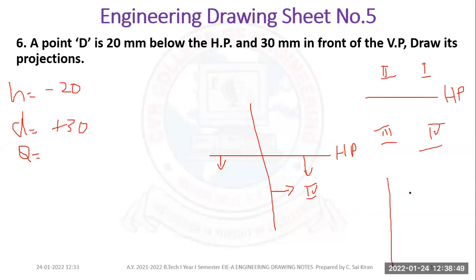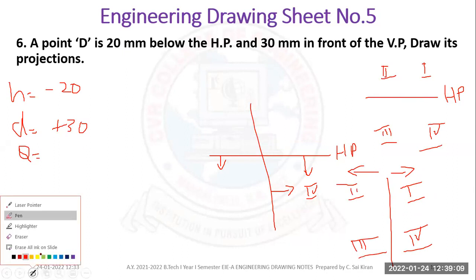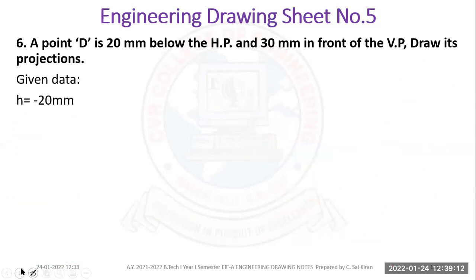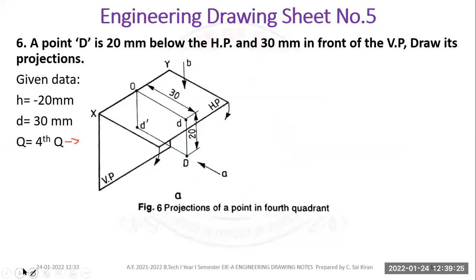Similarly, whenever it is in front of the vertical plane, there are two possibilities, either the first quadrant or fourth quadrant. And whenever it is behind the vertical plane, there are two possibilities, either second quadrant or third quadrant. So like this, you have to make a graph and then you can easily know which quadrant it is in. So H is minus 20 and D is positive 30, and the quadrant is the fourth quadrant. We call it either fourth quadrant or fourth angle method.